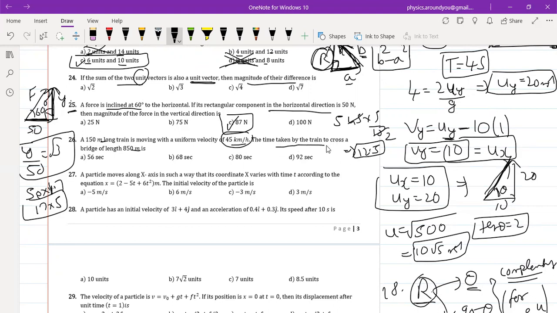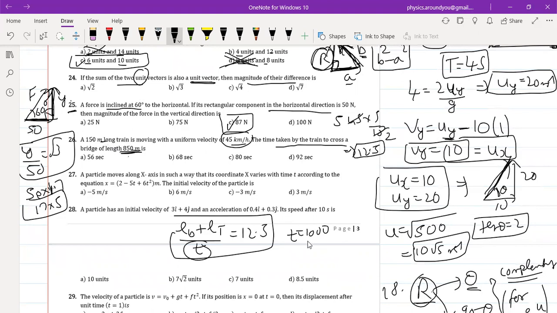The time taken by the train to cross a bridge of length 850. All you have to do is add the length of the bridge to the length of the train and divide it by the time. You should get the speed as 12.5. So what would be the time? You add the two lengths, 850 and 150. It goes to 1000. So time should be equal to 1000 by 12.5. If you simplify this, you will get 80 seconds.